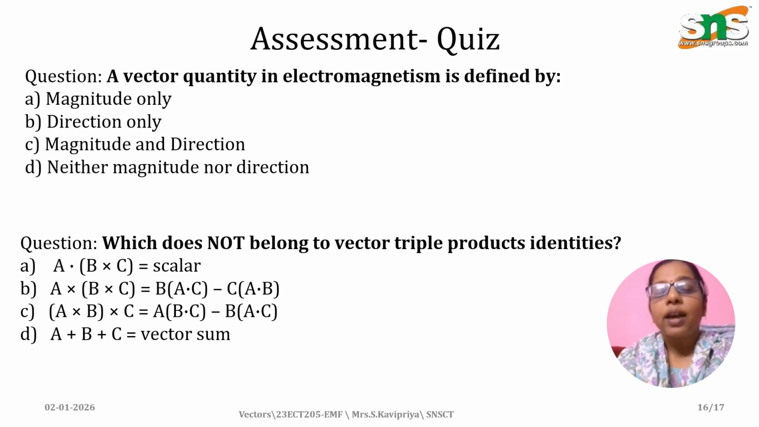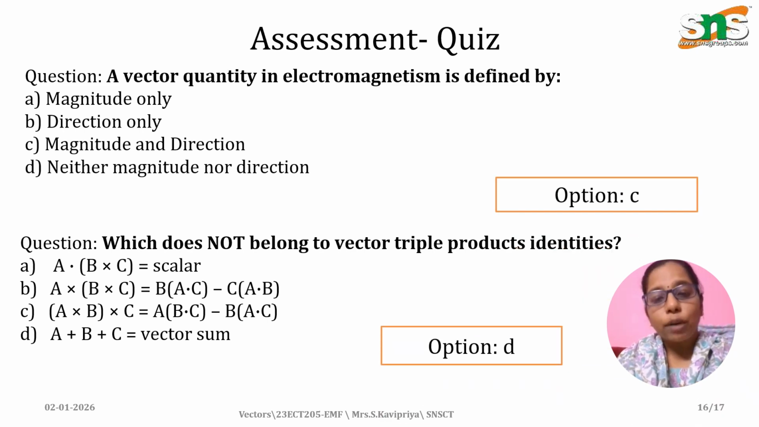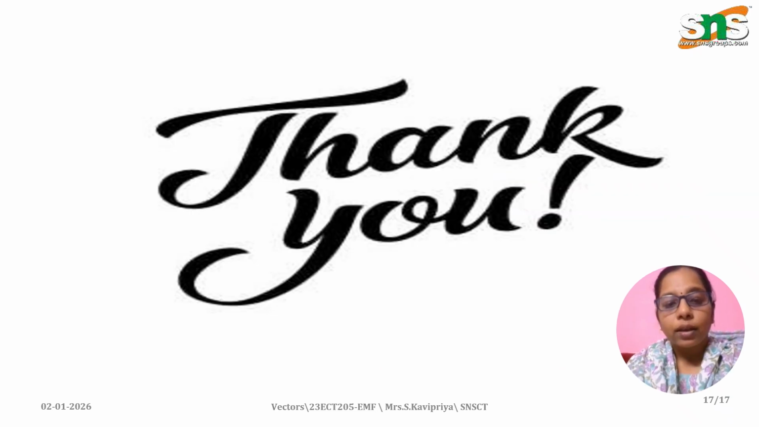Finally, assessment. A vector quantity in electromagnetism is defined by both magnitude and direction. Which does not belong to the vector triple product identities: A plus B plus C is equal to a vector sum, which does not belong to the vector triple product. So that's all about the topic Review of Vector Algebra.